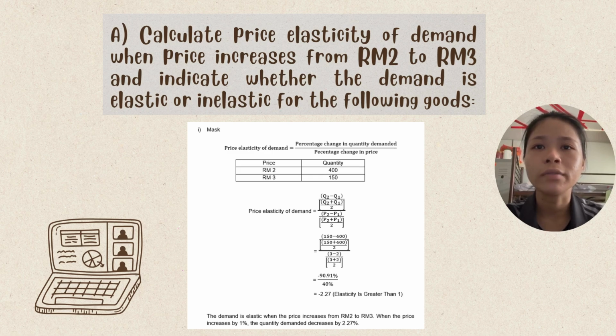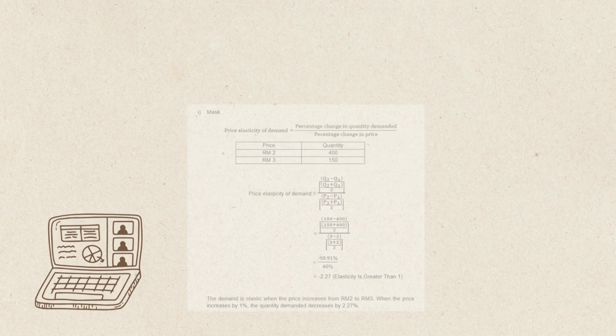Price elasticity of demand equals the percentage change in quantity demanded divided by the percentage change in price. After calculation, the result was negative 2.27. That means the demand is elastic because the absolute value is greater than 1. In other words, when the price increased by 1%, the quantity demanded decreased by 2.27%. This shows that consumers are highly sensitive to price changes for masks in this situation.